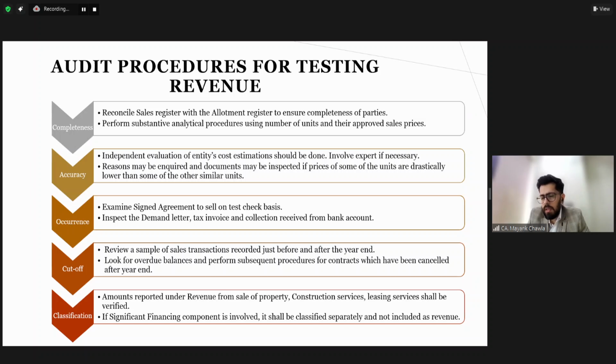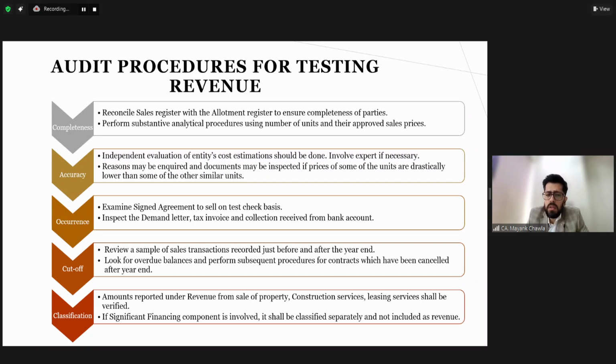Then if there are circumstances where some of the units are sold at a very low price as compared to the similar units sold to some of the customers, this may indicate that one customer has paid unaccounted money, and that's why the lesser price has been charged from him or her. And thus it is very important to check the documentation properly to ensure that those cases can be dealt with, and we have the adequate documentation involved to somewhere mitigate that risk.